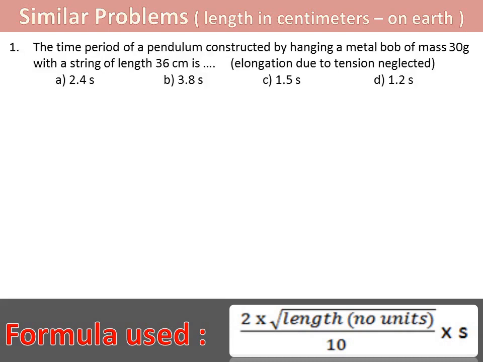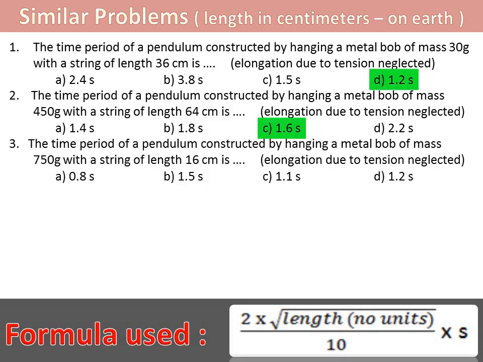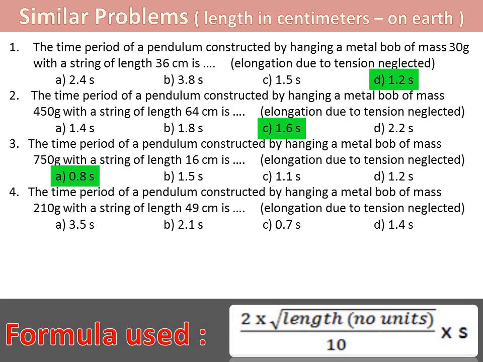So the questions, the masses are different. Root 36 is 6, 6 doubled is 12, so 1.2 seconds is the answer. Here 64, root 64 is 8, doubled 16, so 1.6. Here we have 16 centimeters, so root 16 is 4, and when it is doubled it is 0.8. And for 49 the root is 7, so 7 doubled is 14, so we have 1.4.